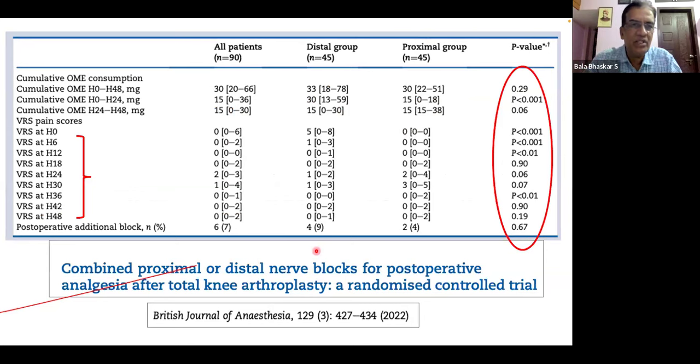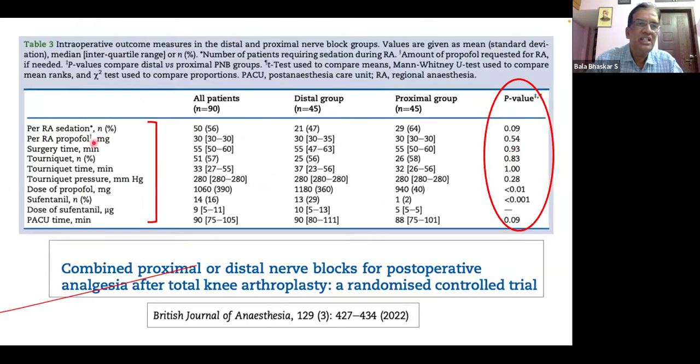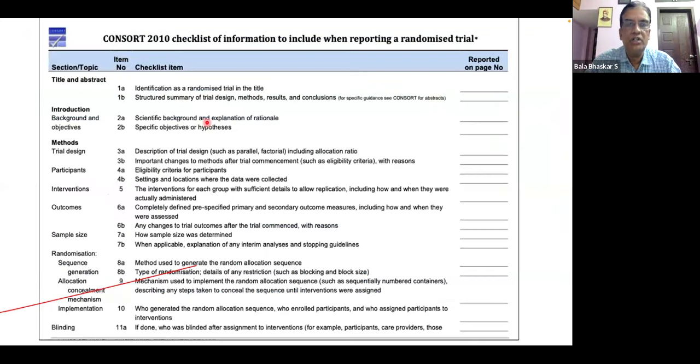And they put clear tables here in this study, what happened at individual levels and at different times with respect to the pain scores. They gave clear p-values. They also mentioned the surgery time, the need for supplementation of propofol, the sufentanil, and other things. So these are the important components of a randomized controlled trial, which make them strong in terms of evidence-based medicine and nearer the top of the hierarchy of evidence-based medicine.